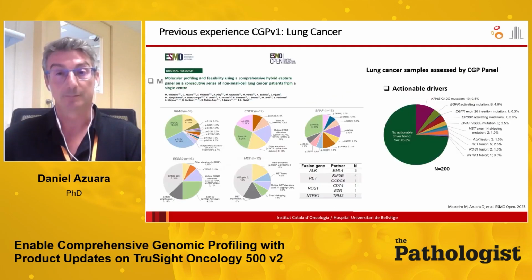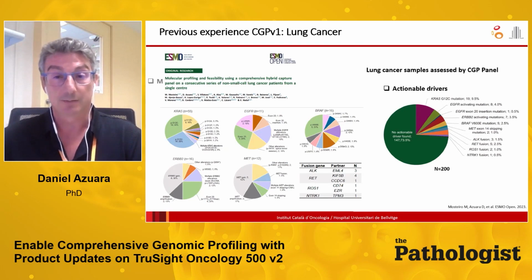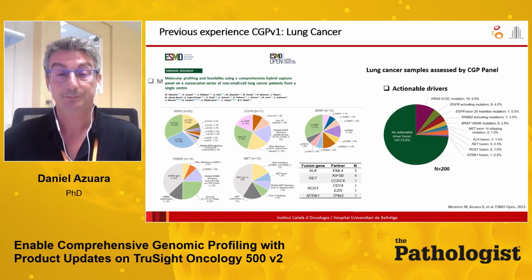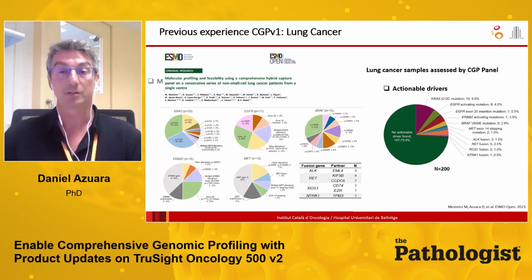The TSO500 panel was useful for identifying actionable alterations in driver genes in patients with non-small cell lung cancer. Hybrid capture sequencing using the TSO500 panel had a very low failure rate in clinical samples. High concordance was observed between single gene test and NGS sequencing. Large NGS panels provide additional genomic information that could impact therapeutic or preventive strategies.